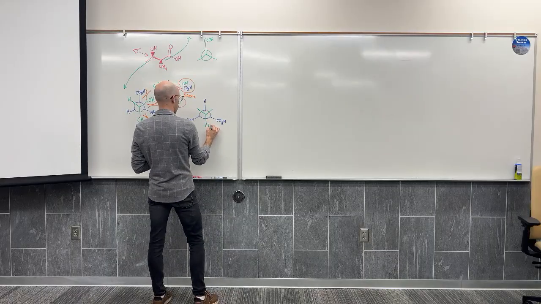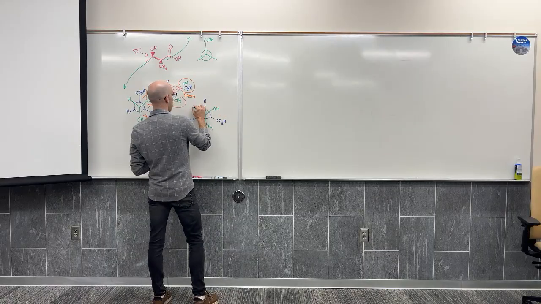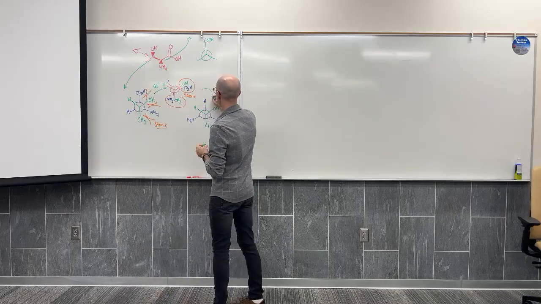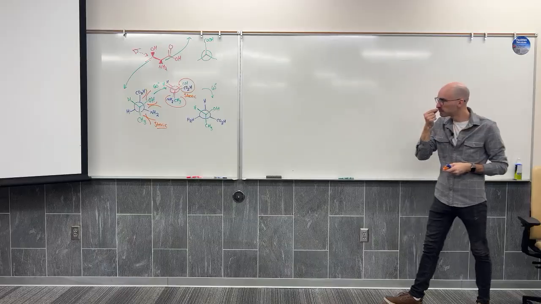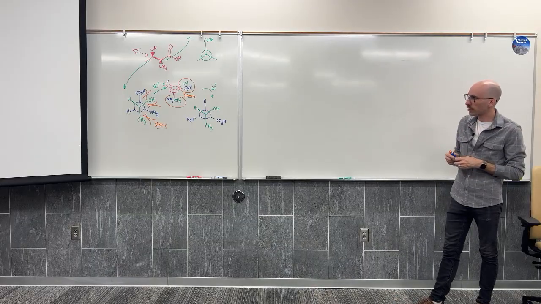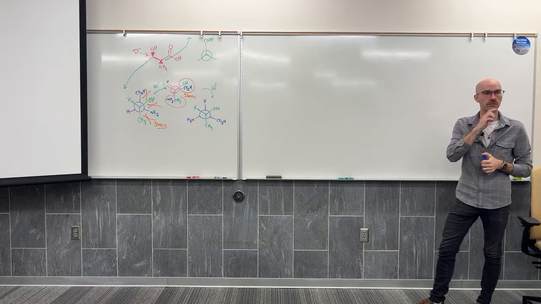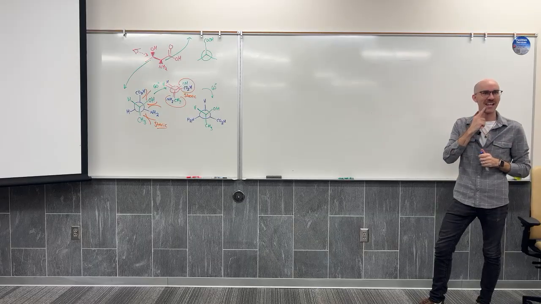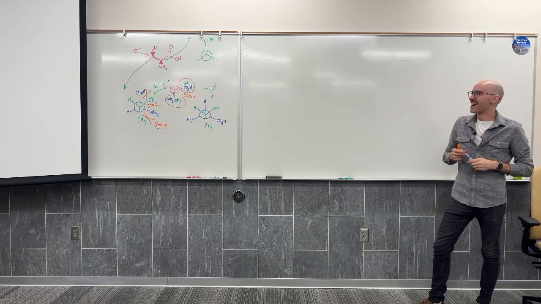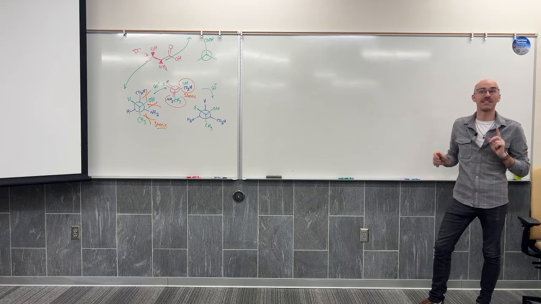Why am I keeping the front carbon the same? Just because I want to. What type of strain do I have? I have no torsional strain. Who said that? I don't know. Just kidding. You don't have to tell me. No torsional strain, if somebody did say that, because there's no eclipsed bonding pairs.